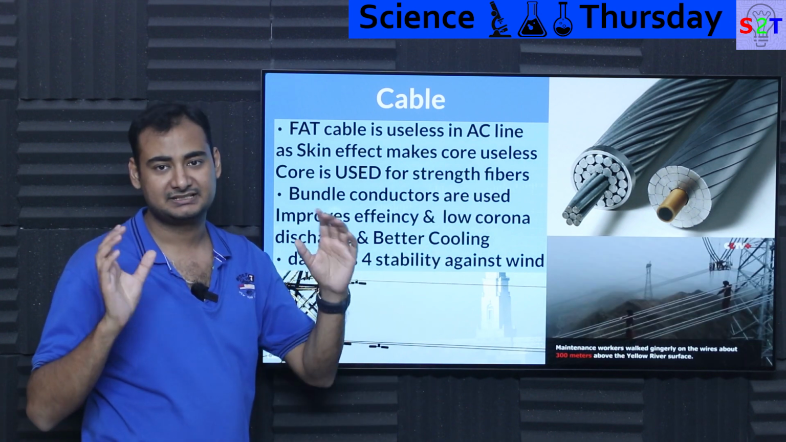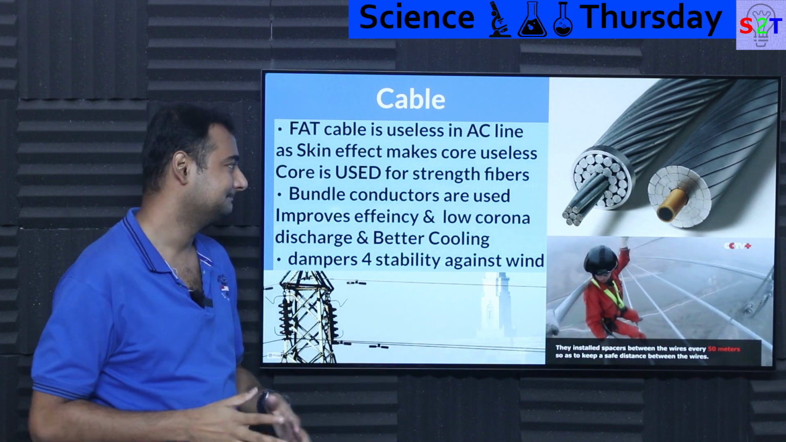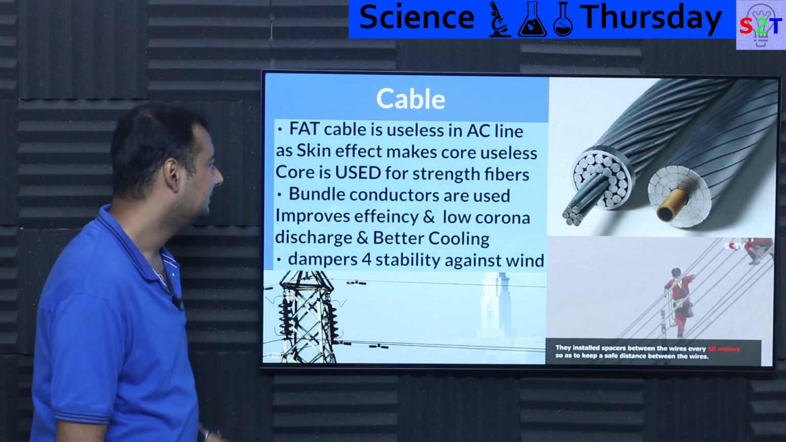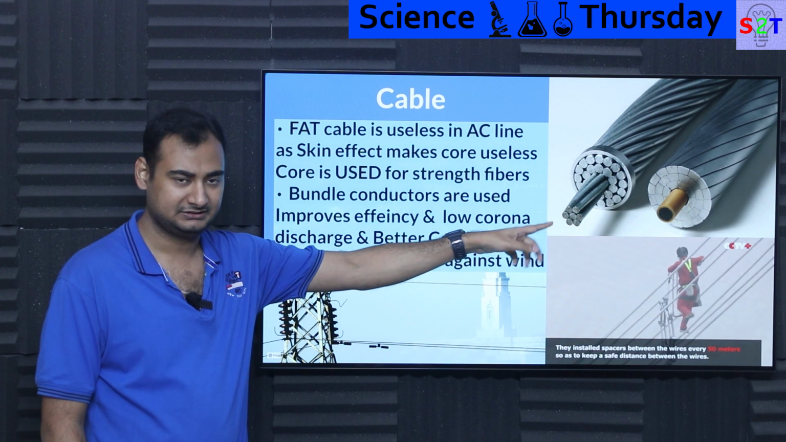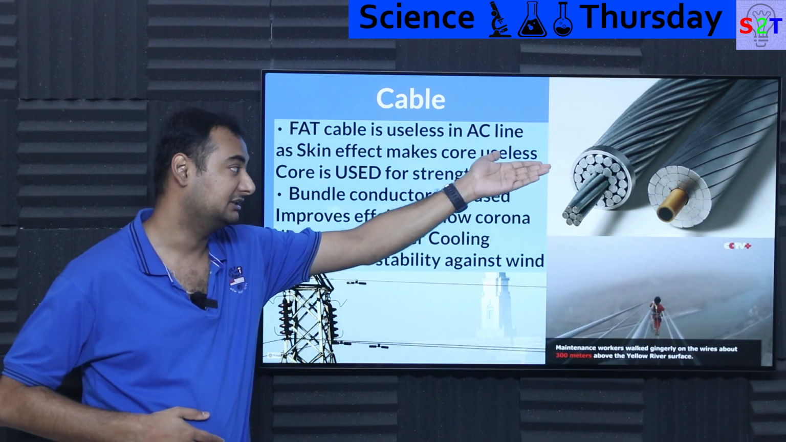So skin effect makes it so you cannot have a giant cable. You have to have a very thin cable, as thin as possible and as many as possible. So the core is used for strength. That's why it's not hollow. It's inherently much more beneficial to have a steel cable there or carbon fiber there.